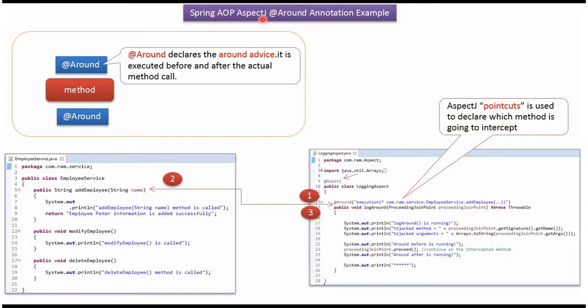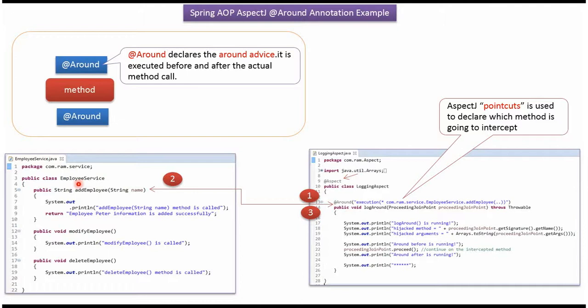In this video tutorial I will explain the AspectJ @Around annotation example. The @Around annotation declares the around advice. Around advice will be executed before the actual method call and after the actual method call.